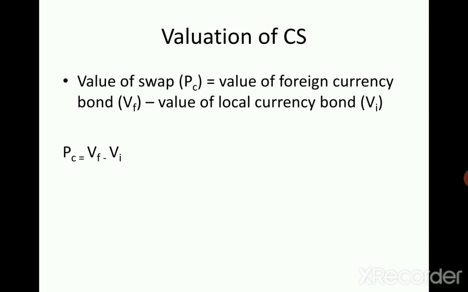Now we will see how we calculate value of currency swaps. Now currency swaps is determined in such a way as a portfolio of two bonds. One bond denominated in foreign currency and another bond denominated in local currency. What I mean is one loan denominated in one currency and another bond denominated in another currency. So here it is calculated like this: PC is equal to VF minus VI. So PC means the value of currency swap, VF means value of foreign currency bond.